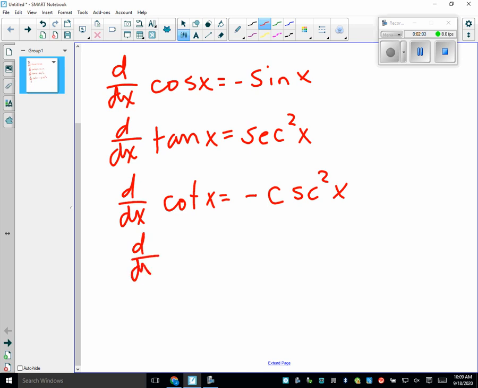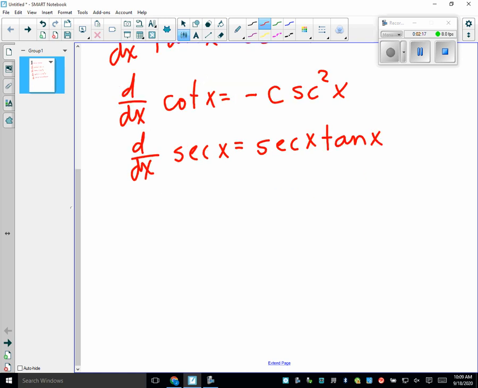Derivative of secant of x, excuse me, is secant x tan x, and the derivative of cosecant of x is negative cosecant x cotan x.